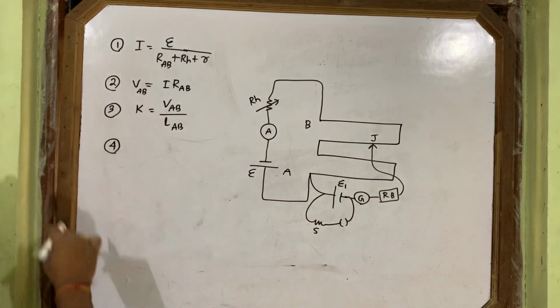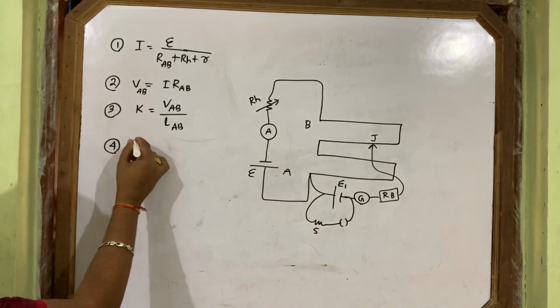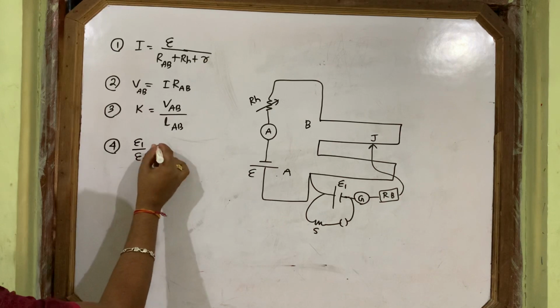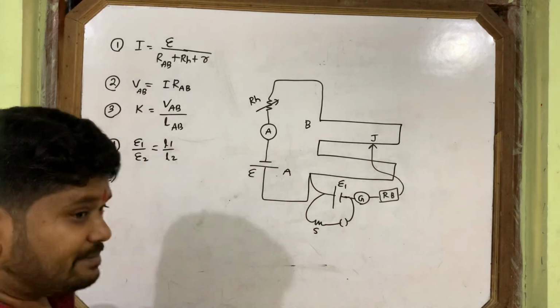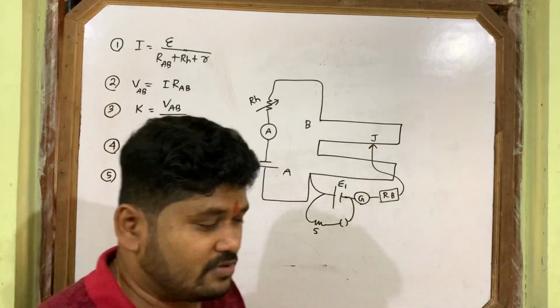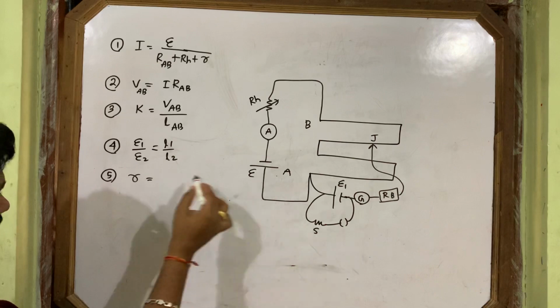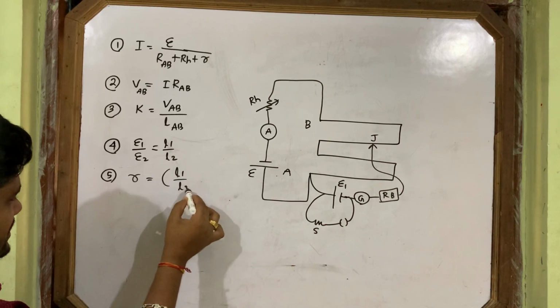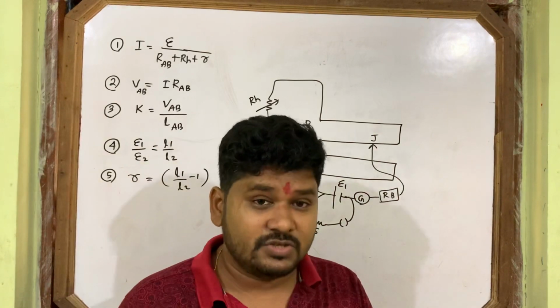Then the fourth. Now see, we already know from the application E1 by E2 is equal to L1 by L2. This is the formula from application number 1. You also use that in the numericals. And for measurement of internal resistance, r is equal to R times (L1 by L2 minus 1). This is also from application number 2.